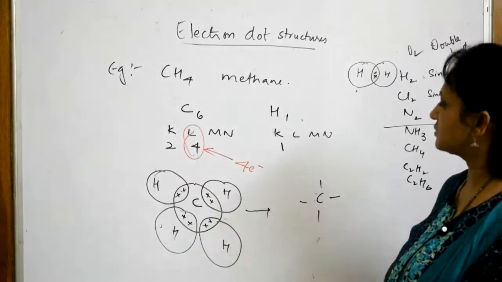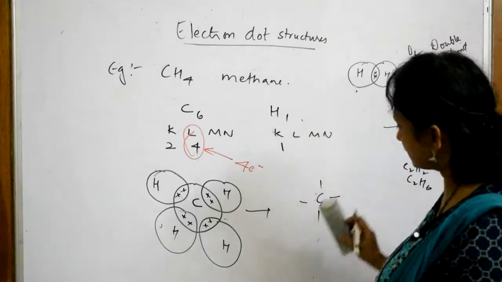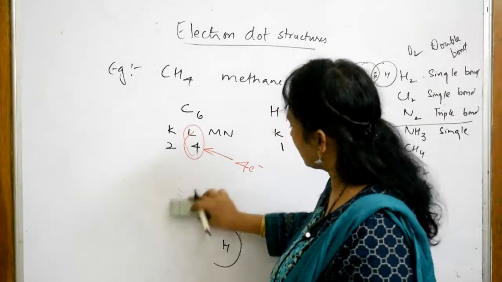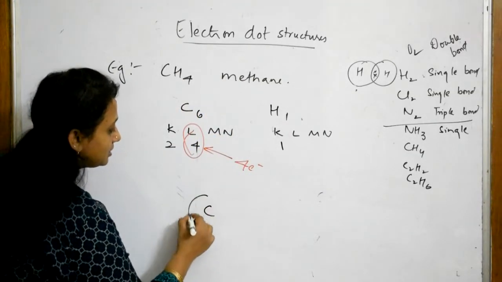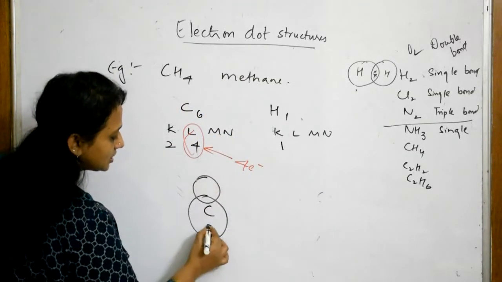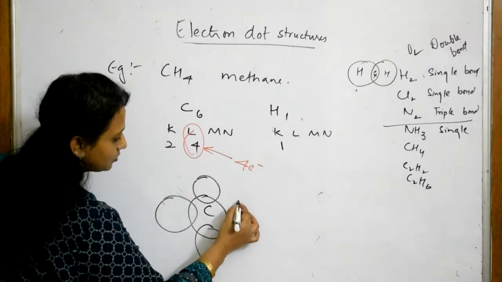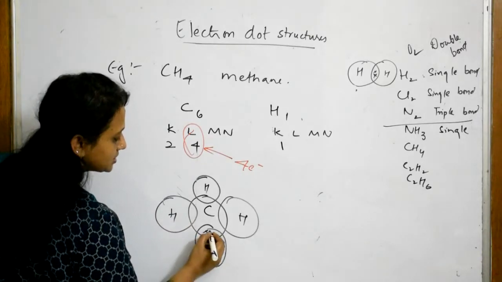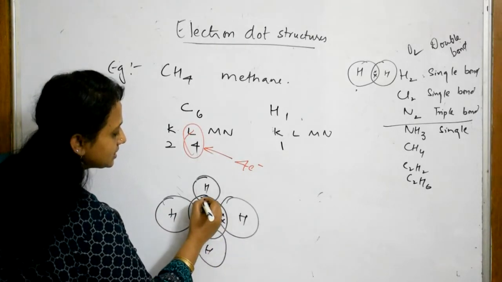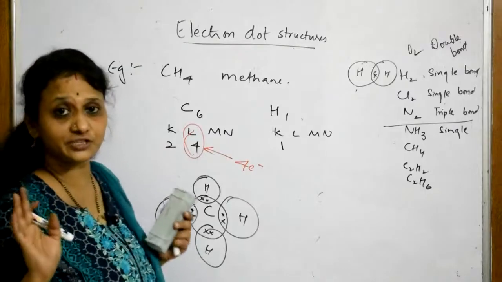Ma'am, you draw the structure like this. Okay, shall we write like this? Okay, not to confuse you all, we will write like that so that you will not get confused. So same thing, carbon, so one circle, one circle, one circle, one more, H, H, H, single, single, single, single. This is not confusing you now?